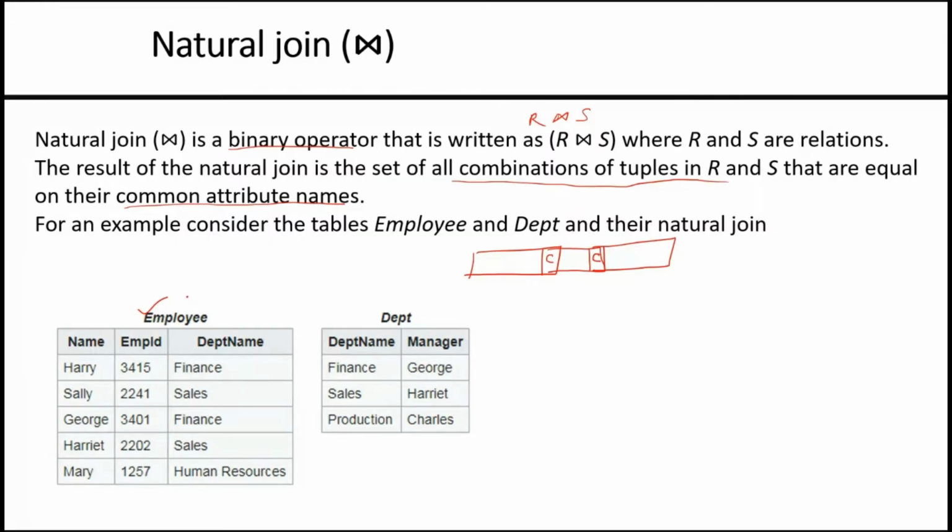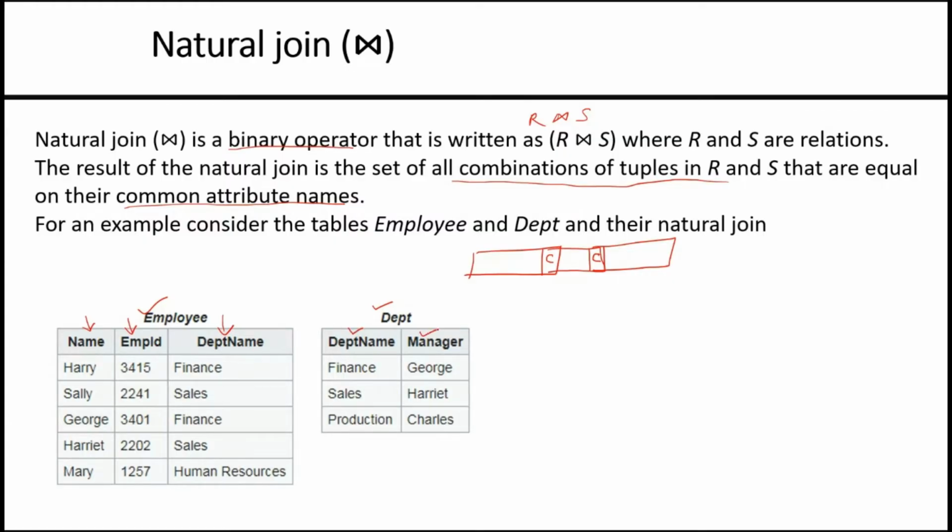Consider this employee relation. We are taking the employee relation from day one. So things will become easy with this employee relation. In this case, how many attributes are there? Name is there, employee ID is there, and department name is there. So three attributes are there. Then there is a relation department also, DEPT with short form.